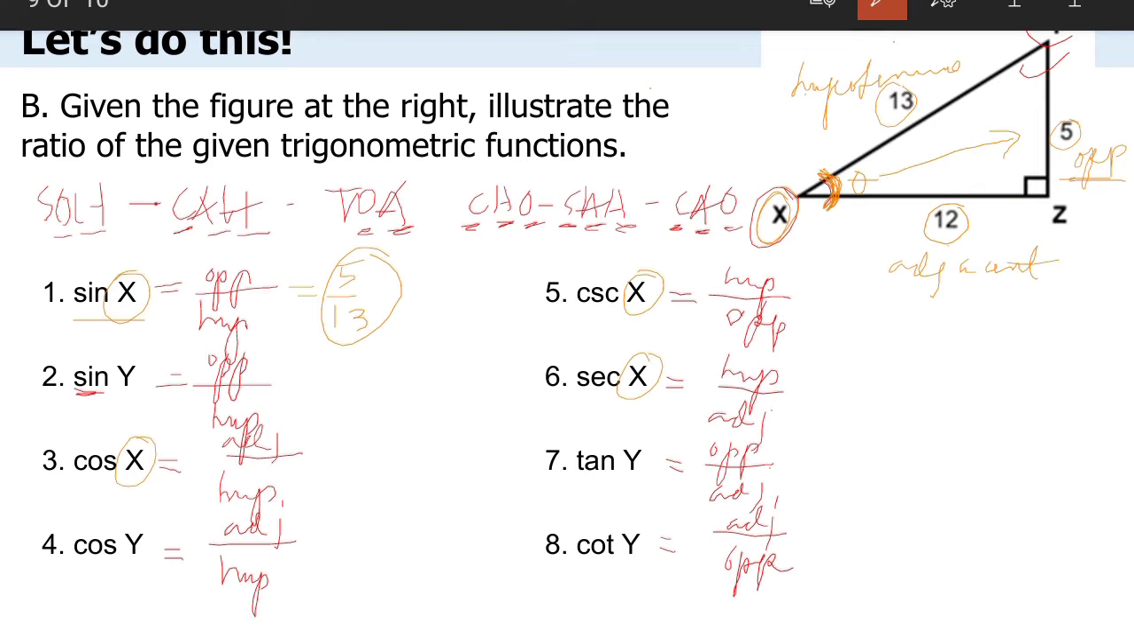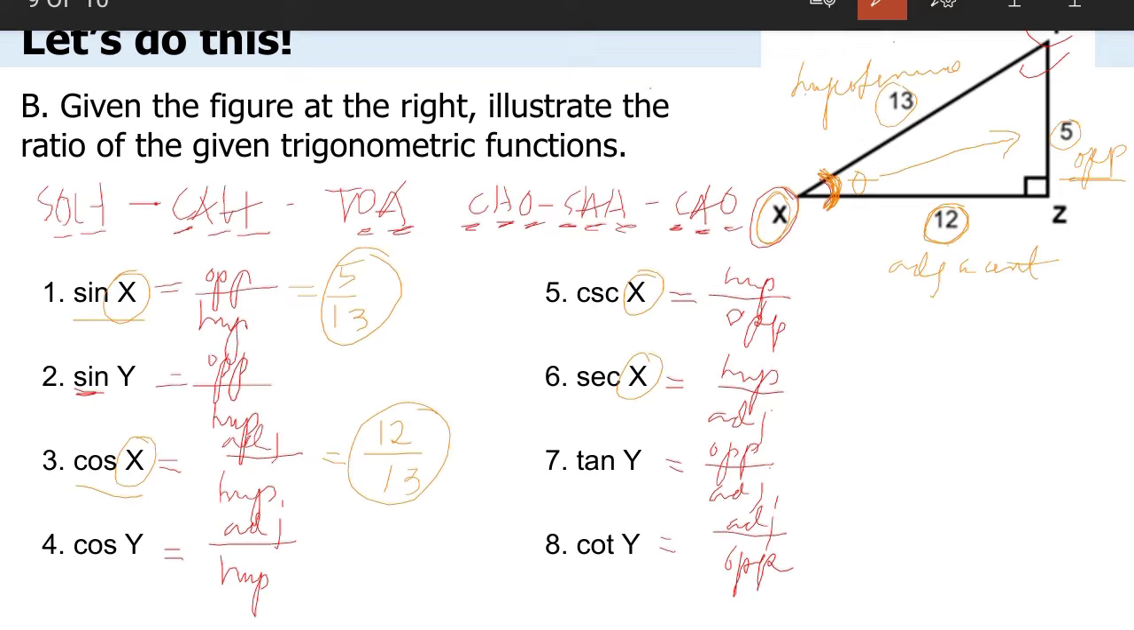Okay, let's skip number 2 for now. Here in number 3, cosine is adjacent over hypotenuse. What is your adjacent? Adjacent is 12, and hypotenuse is 13. So cosine x is 12 over 13.